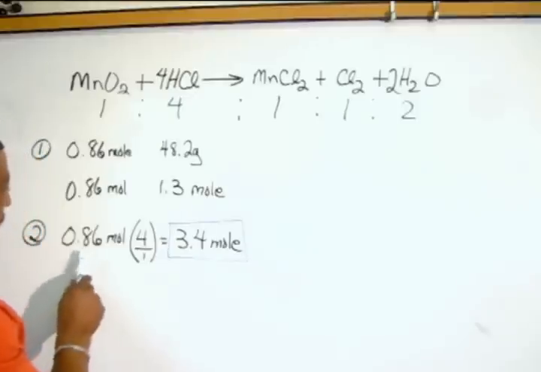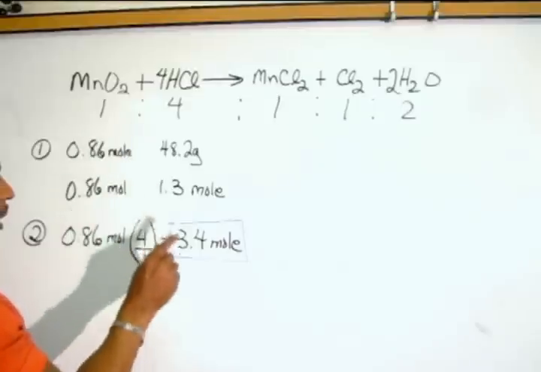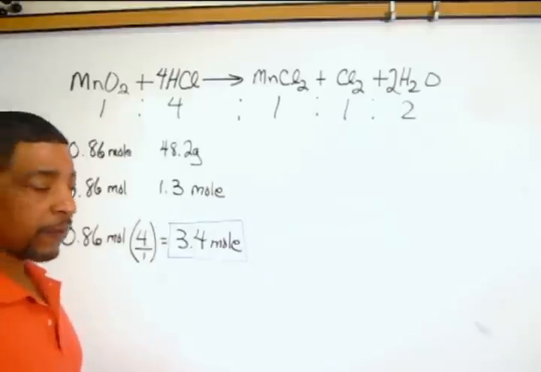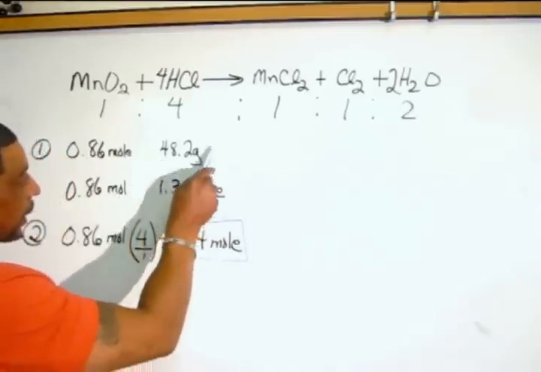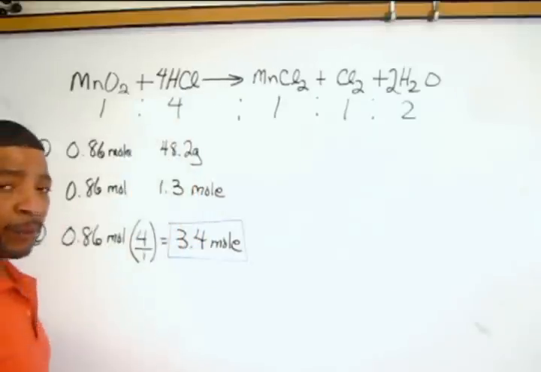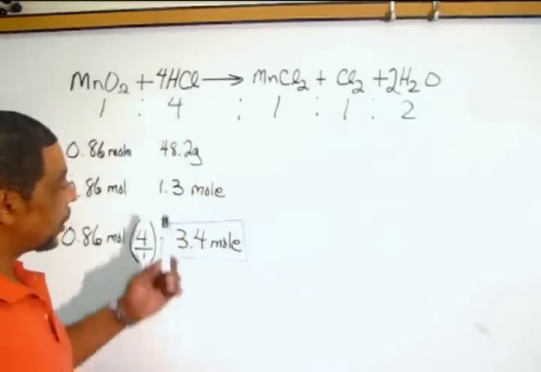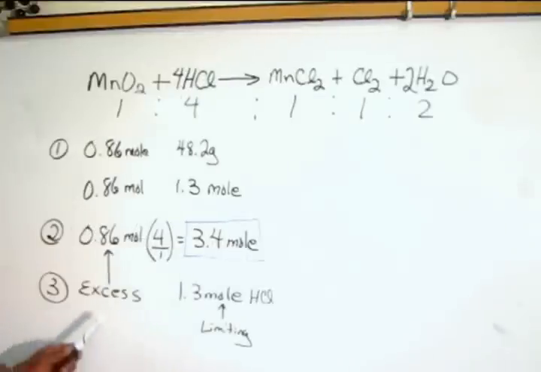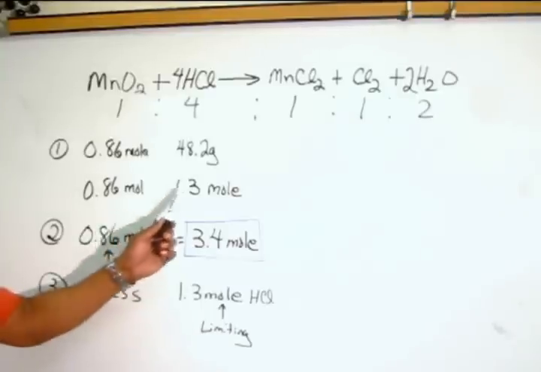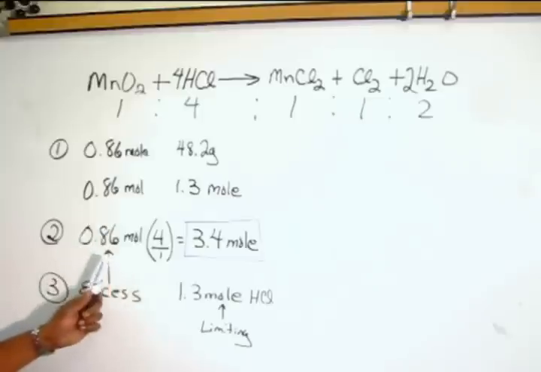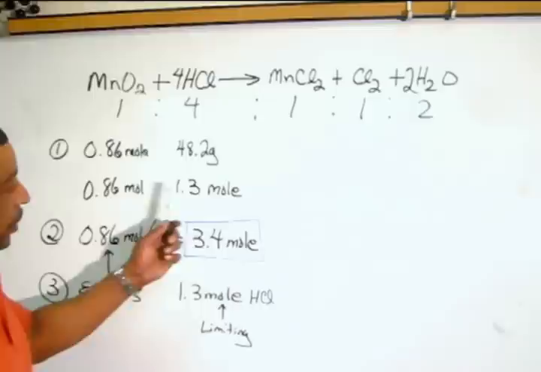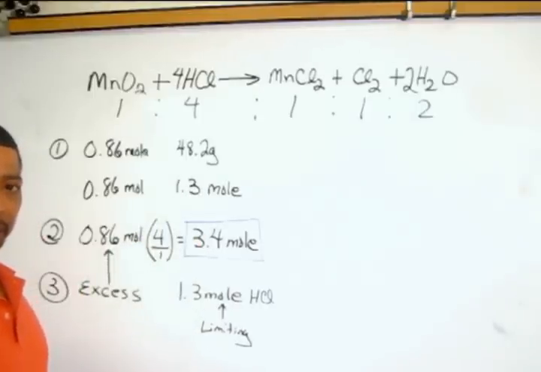Once again, given 0.86 mole of the manganese 4 oxide, 3.4 moles of the hydrochloric acid are required to consume it. However, in the information, we're only given 48.2 grams of the hydrochloric acid, which represents 1.3 mole. So clearly, not enough HCl is available. Now we know that the excess reagent will be the manganese 4 oxide, since there is not enough hydrochloric acid on hand to completely consume it. So manganese 4 oxide represents the excess, and of course the 1.3 mole of HCl will represent the limiting reagent.